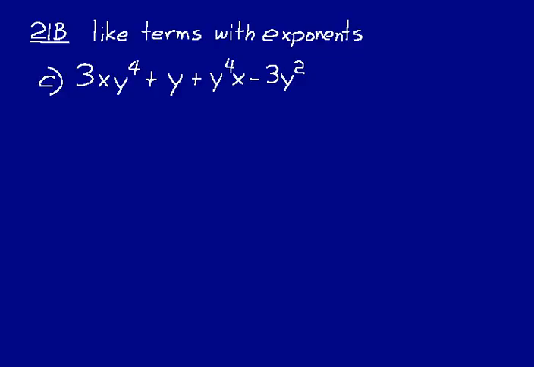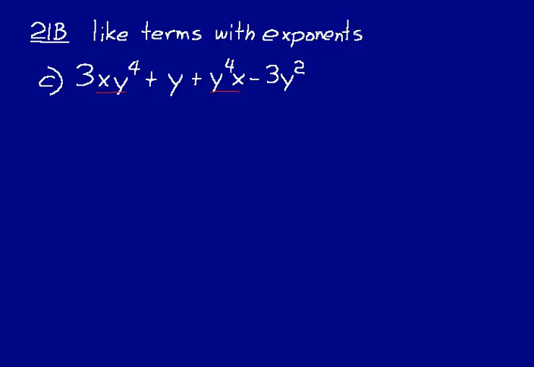So we have 3xy to the fourth. Do you see anywhere else that there is an x times y to the fourth? Well, that third term there is xy to the fourth, right? It's just in a different order. It's y to the fourth x. But we know that in multiplication the order doesn't matter. So those two are like terms. They both have a y to the fourth in them, and they both have an x.